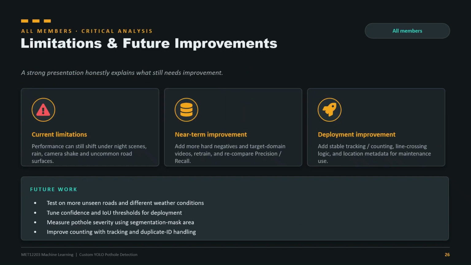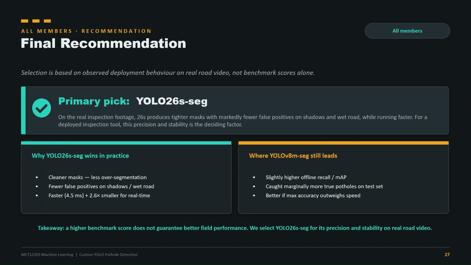Being honest about limitations, performance can still shift under night, rain, camera shake, or unusual surfaces. Near term, we add more hard negative and target domain video, and we retrain. Longer term, we add stable tracking and counting and use mask area to estimate pothole severity. Our recommendation: we deploy YOLO-26 segmentation.